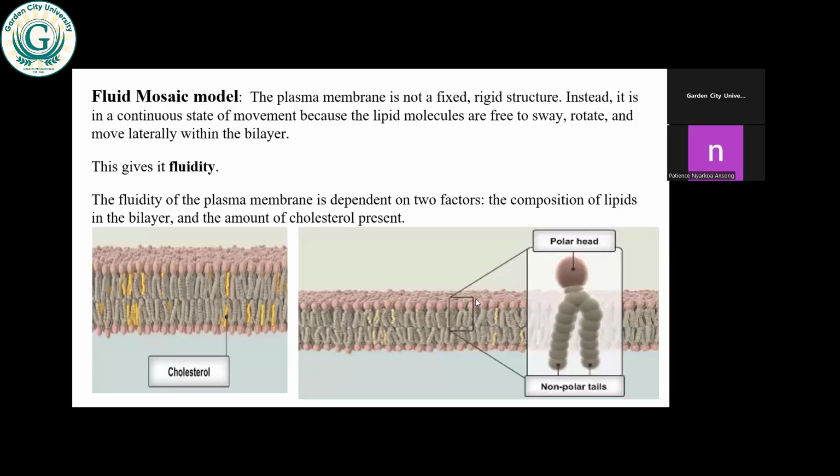The layer is phospholipid, as I said, mainly phospholipids. Lipid meaning it will only allow, class, can you hear me?